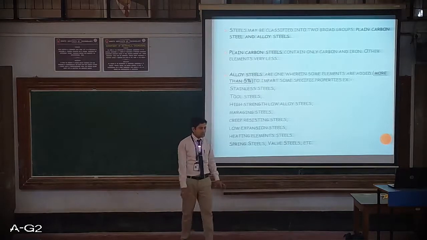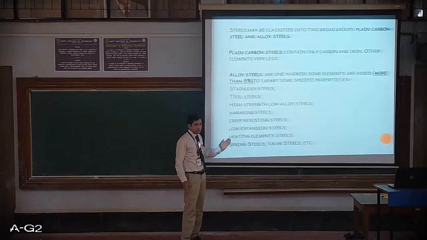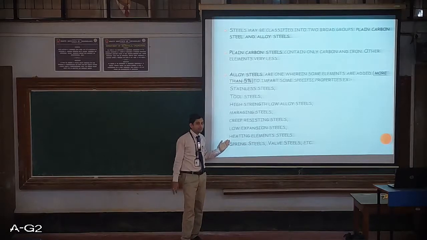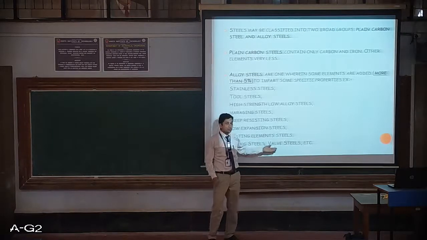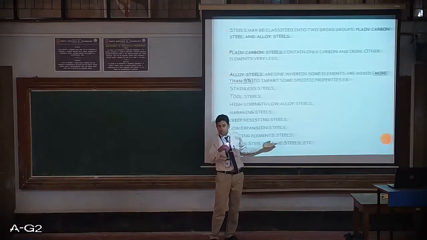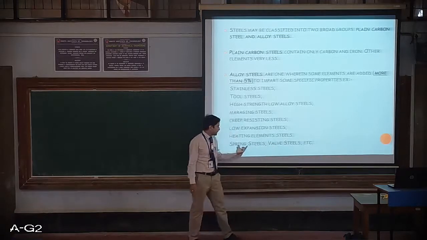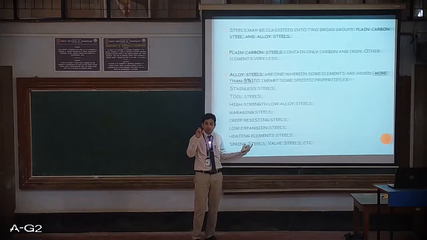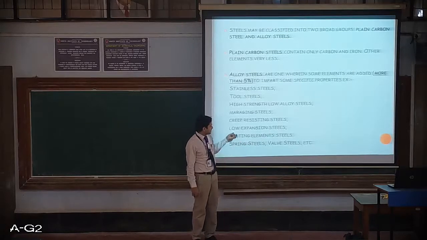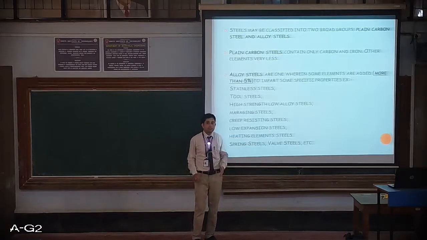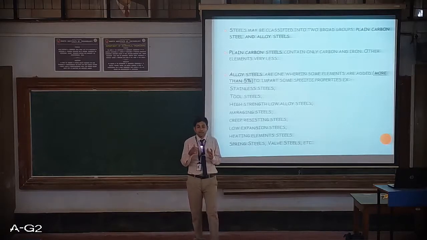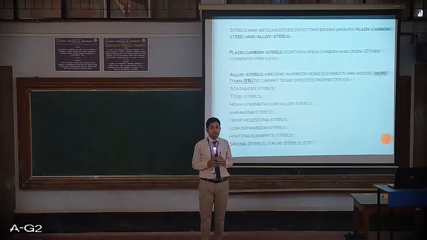So what you can see here is the different types of steels being used for different types of applications. Valve steels are used basically in making valves, which control the flow of water in the pipeline. Spring steels are basically used in making springs. Then heating element steels are used in making heating elements, like resistance coils in furnaces.